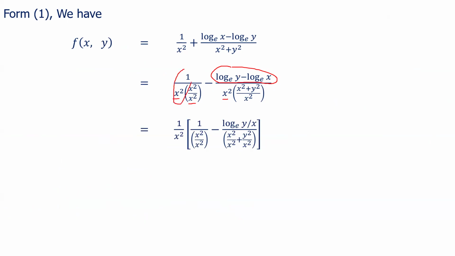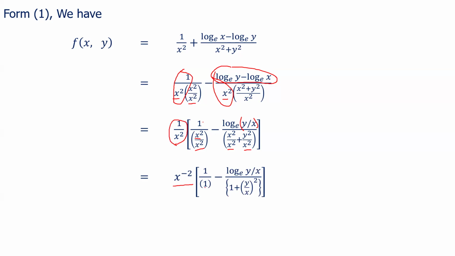Let us take 1 upon x square common from both the terms. So what is remaining over here? It is 1 upon x square, and log of y minus log of x can be written as log of y by x, and then x square upon x square plus y square upon x square. If we again simplify it, this 1 upon x square can be written as x to the power minus 2, times 1 minus log y by x divided by 1 plus y by x whole square.